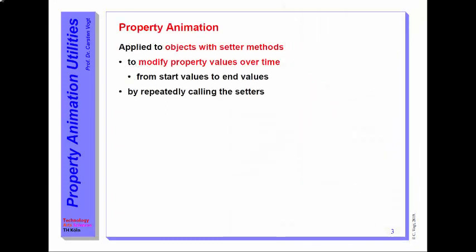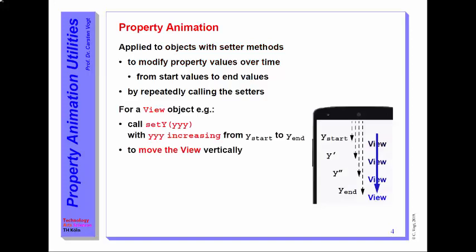Property animation is applied to objects with setter methods. It is used to modify property values over time, from start values to end values, by repeatedly calling the setters. For a view, for example, we could call setY repeatedly with a parameter increasing from some start value to some end value, which will effect a vertical movement of the view on the display.